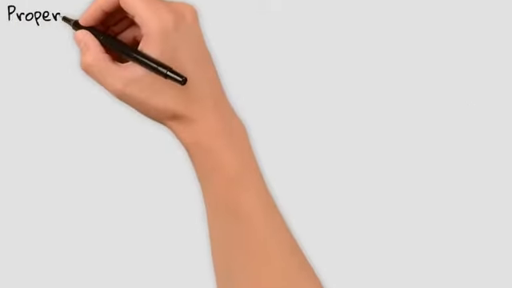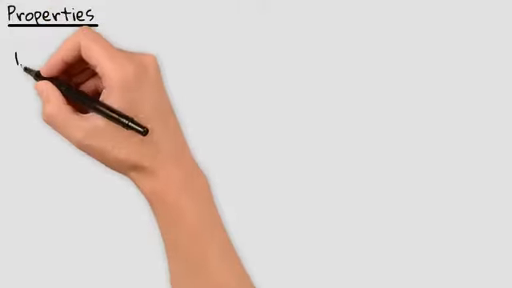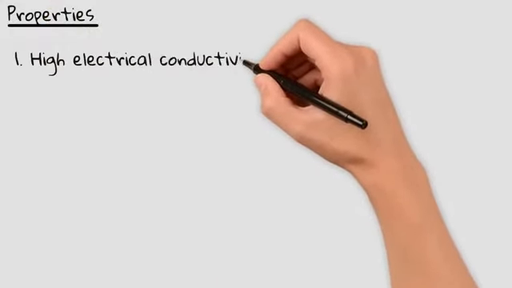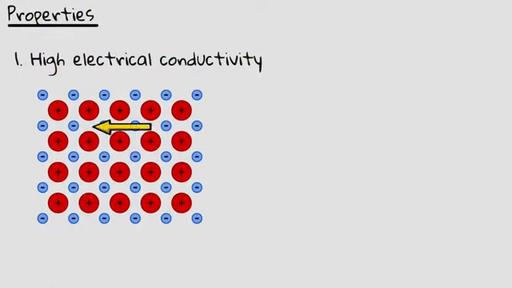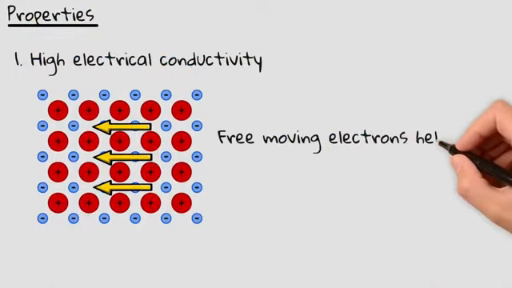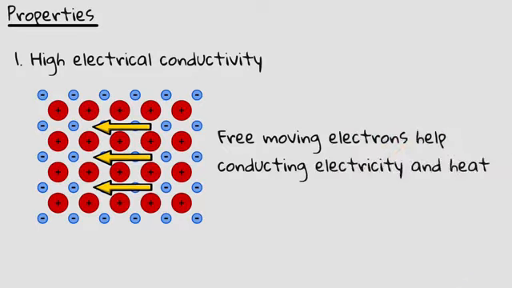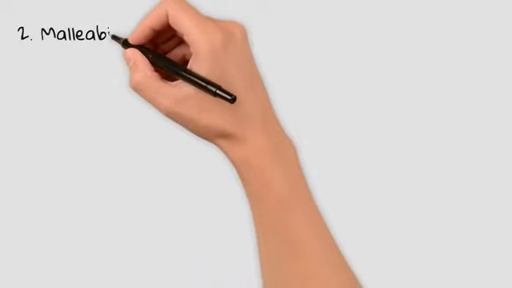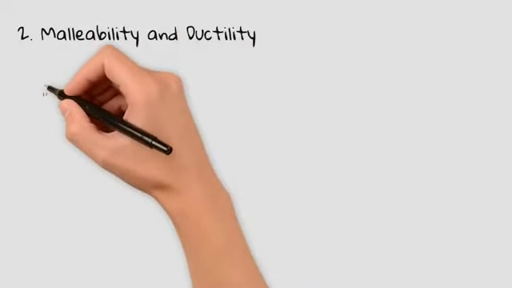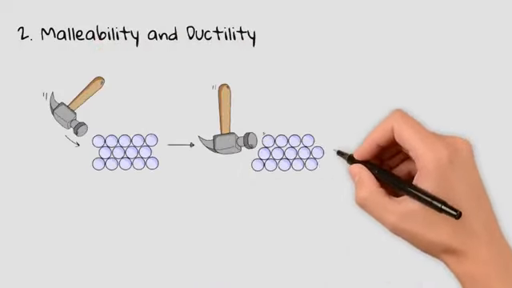This special bonding structure explains why metals have these 3 important properties. High electrical conductivity. The free-moving electrons allow metals to conduct electricity and heat easily. This is why copper is used in electrical wiring. Malleability and ductility. Metals can be bent, shaped and stretched without breaking.